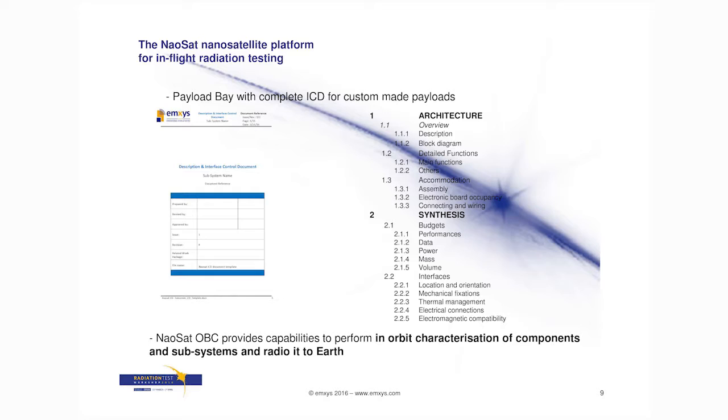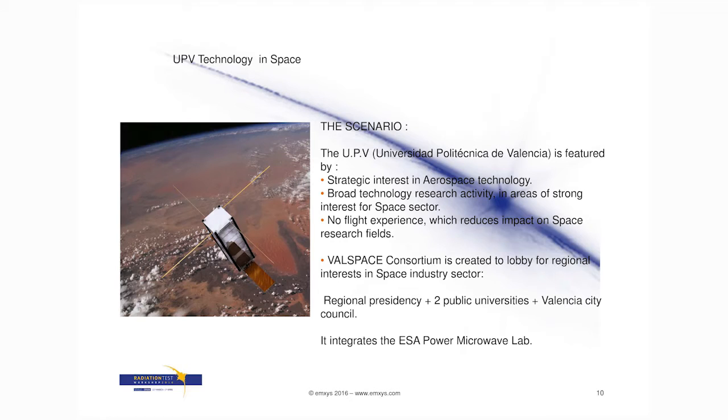And in summary, we have a standard communication bus available that is able to communicate with the payloads that are integrated, to get all the information to characterize any payload that flies in the platform, with the final goal of the in-orbit characterization of components and subsystems within Earth orbit. So far, we have 2 missions ongoing.